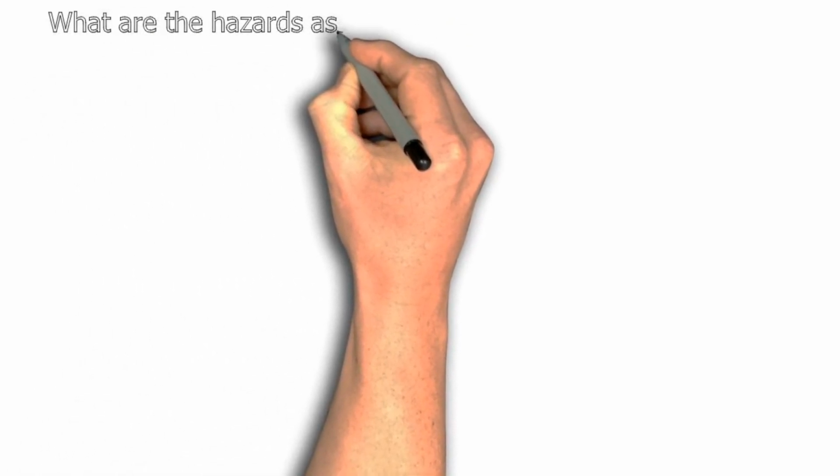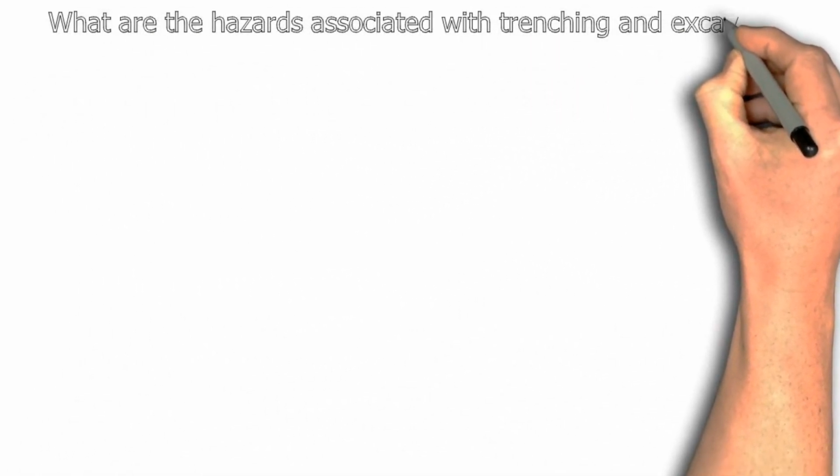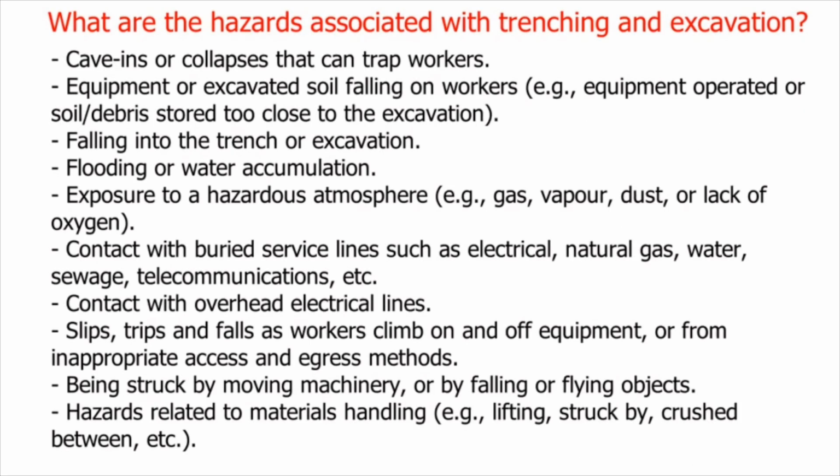What are the hazards associated with trenching and excavation? Cave-ins or collapses that can trap workers. Equipment or excavated soil falling on workers, for example, equipment operated or soil, debris stored too close to the excavation. Falling into the trench or excavation. Flooding or water accumulation. Exposure to a hazardous atmosphere, for example, gas, vapor, dust, or lack of oxygen.